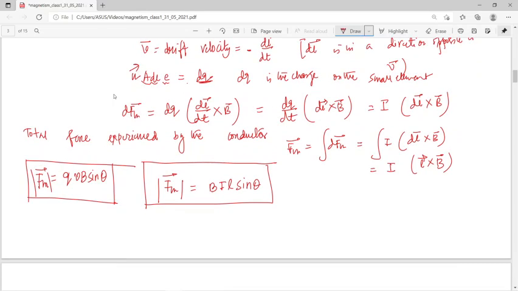Now the thing is, there are three quantities. That means one extra quantity that comes, that is force. Because in the previous thing, when we were dealing with the corkscrew or right hand thumb rule, whatever it be.